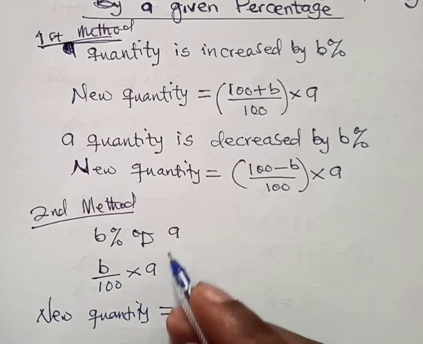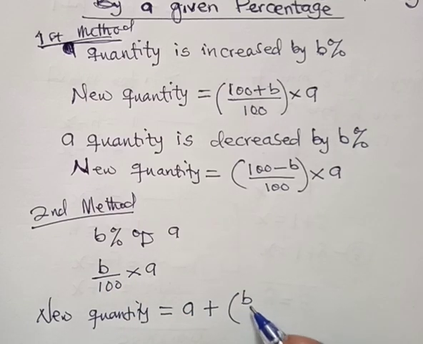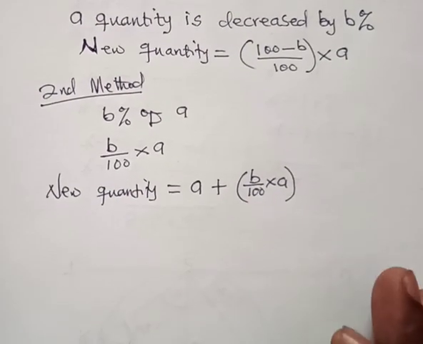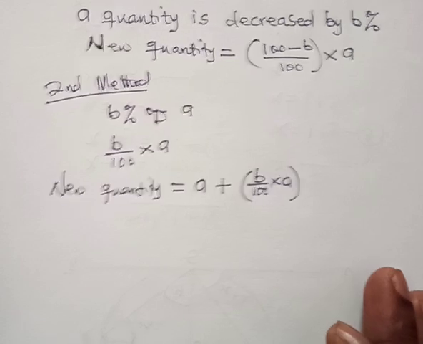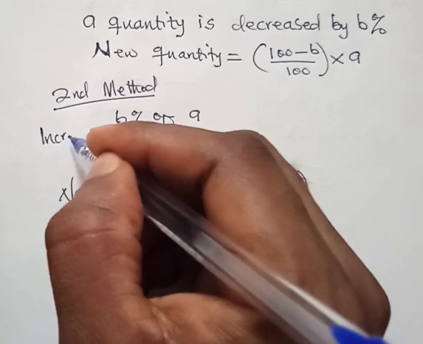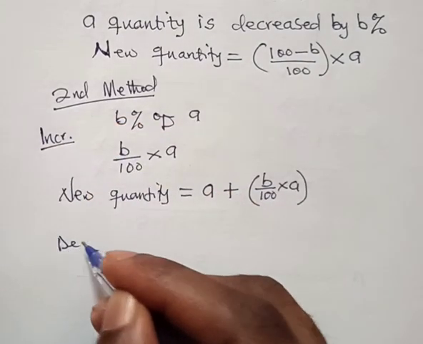Okay, so already my original quantity is my A, then plus whatever I will get here, which is B divided by 100 times the A. So this is also another way for the increment. So this is for the increment. Let's look at the decrement.